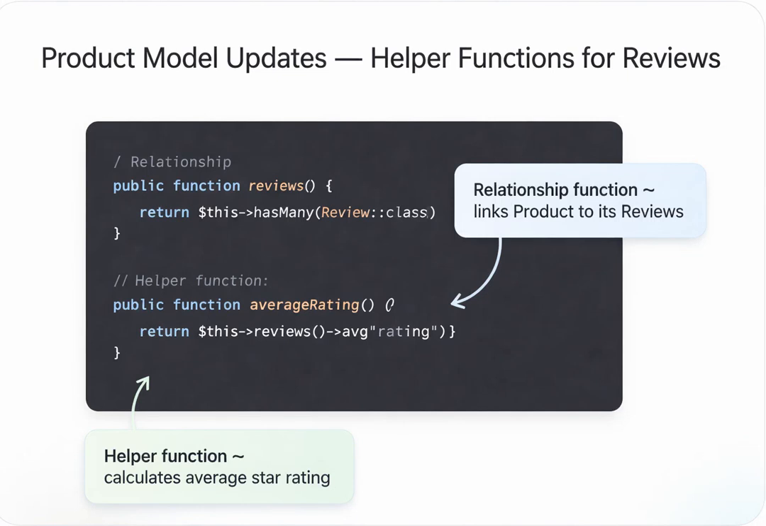The product model gets two additions. The first is a standard Eloquent relationship function, reviews, which defines that a product has many reviews. The second is a helper function called average rating, which simply calculates the average rating across all reviews for that product. This helper isn't a relationship itself. It's a convenience method that makes it easy to display the average star rating on the product page without writing the calculation logic every time.